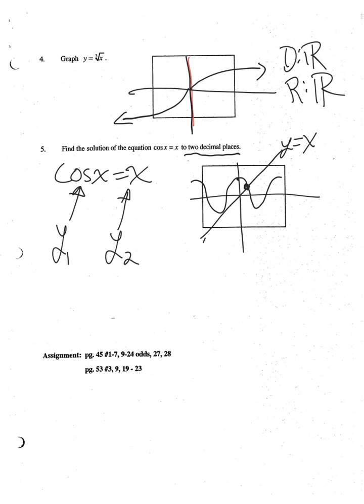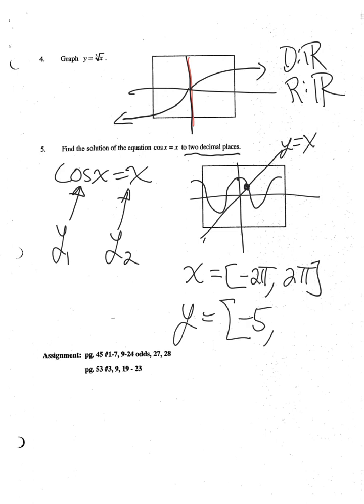Then you need to see where they intersect. Okay, so our window. I want to see a cycle. I'm going to look at 2 cycles of cos, so from negative 2 pi to positive 2 pi. And I'm going to make sure that I can see from negative 5 to positive 5, although I know that my cos graph goes from 1 to negative 1. My y equals x can just keep on going, so that should show you everything.